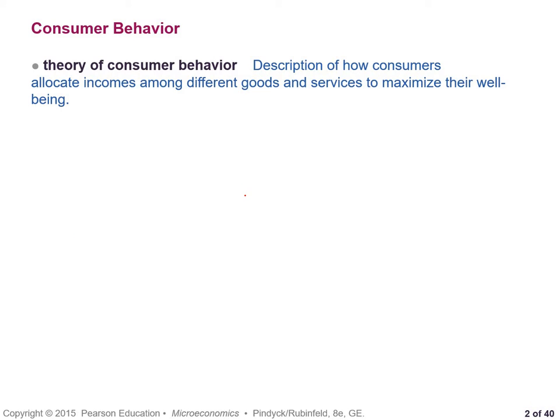So first of all, you should know about the theory of consumer behavior, which is a description of how consumers allocate incomes among different goods and services to maximize their well-being. So again, this is the same definition I think that you have also seen for economics, to optimally allocate the resources. So likewise is the case here, that there is an income which a consumer is facing. Okay, he is having an income, and therefore that particular income is a scarce resource for him. ठीक है, वो उसके लिए एक ऐसा resource है which is limited.